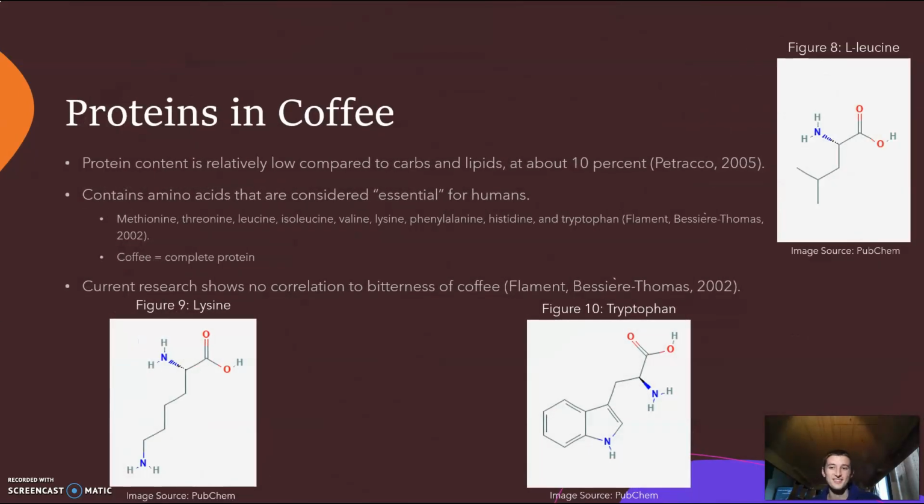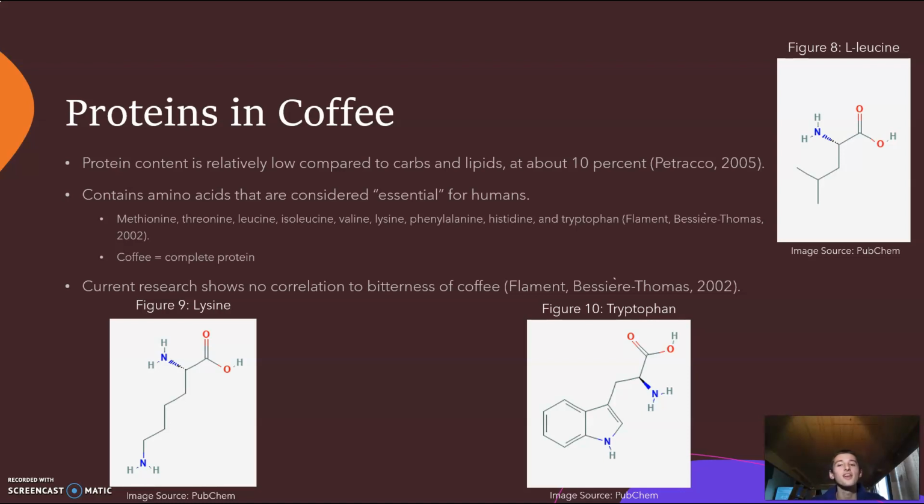So next is proteins, and the protein content is very low. It's around 10 or 11%, but their function is great. The proteins in coffee are broken down into amino acids, and within the body, we have 9 essential amino acids that we need to ingest in order to function correctly. And the 9 amino acids that we need are in coffee.